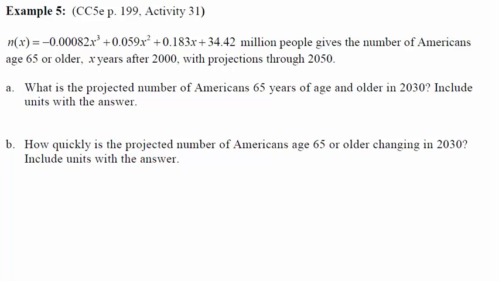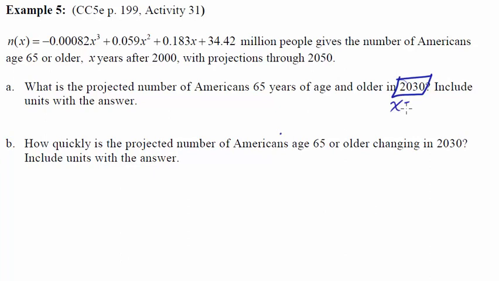All right, so here we have a function. We have a cubic function that tells us the number of million people age 65 or older x years after 2000. So my input is how many years after 2000, and the output is how many million Americans are over the age of 65. So first question, we want to know, what is the projected number of folks 65 or older in 2030? All right, so this is going to be an input value of 30 years after 2000.